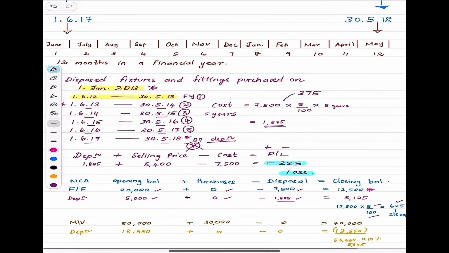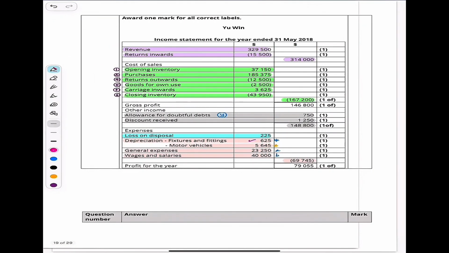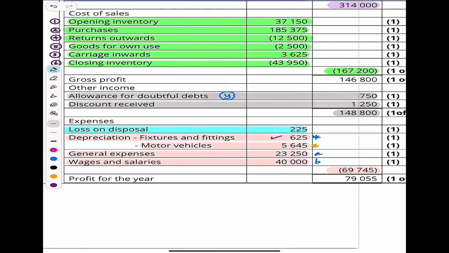So the motor vehicle cost is 50,000, 20,000 purchases, therefore you have total motor vehicle of 70,000, and you have depreciation opening balance 13,550. Now let's take away 13,550 from 70,000 in order to find the net book value, which should be 56,450. Find 10% of it. That should be 5,645 income statement expenses. Now, let's write this value under expenses. Motor vehicle depreciation 5,645.